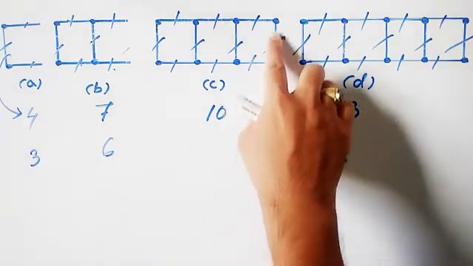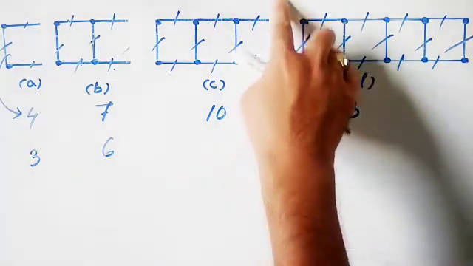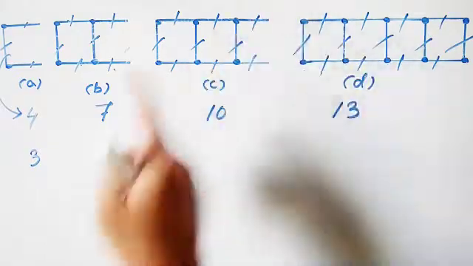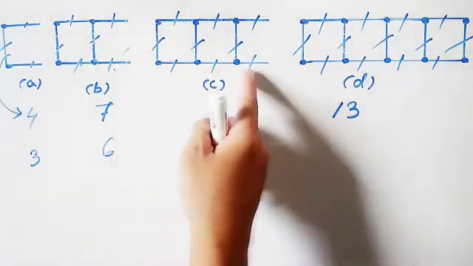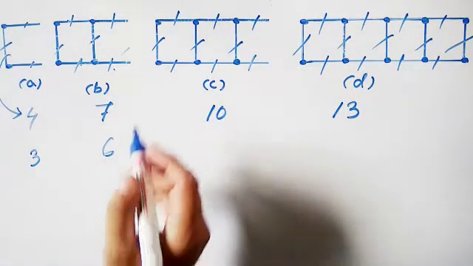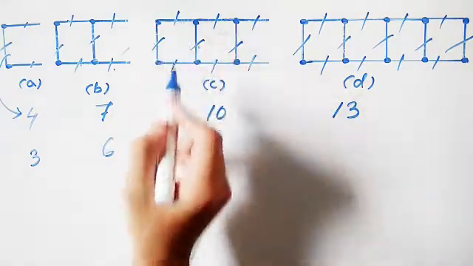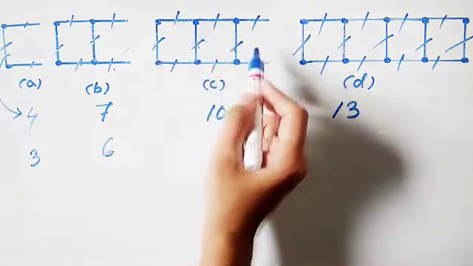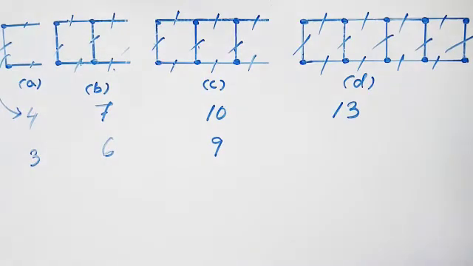Similarly, let us remove the vertical stick at the end. Then we get 3 C-shapes, right? 1, 2, 3. And how many matchsticks are required? 1, 2, 3, 4, 5, 6, 7, 8, and 9 matchsticks are required.